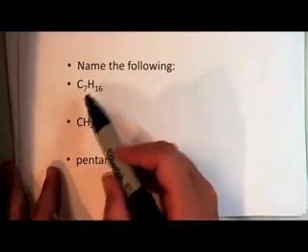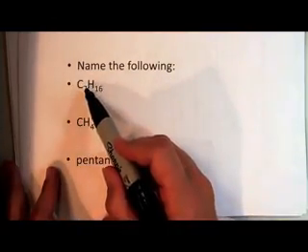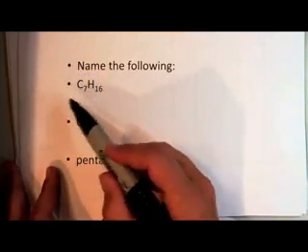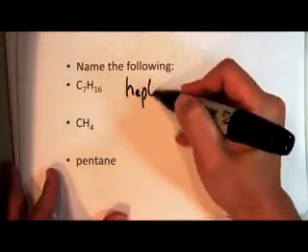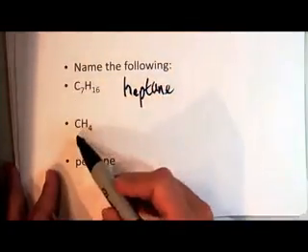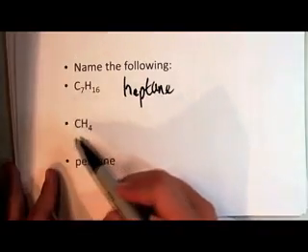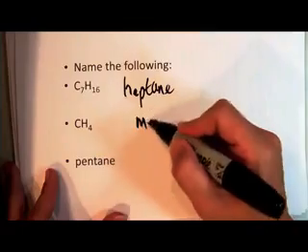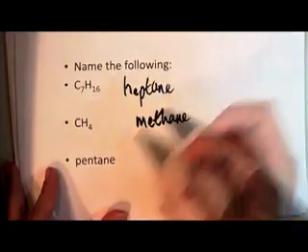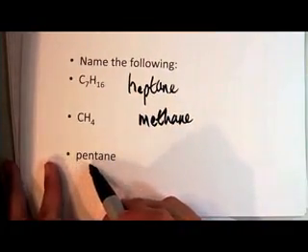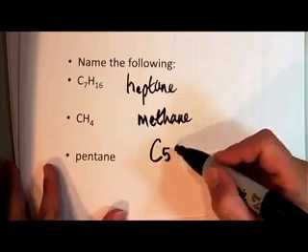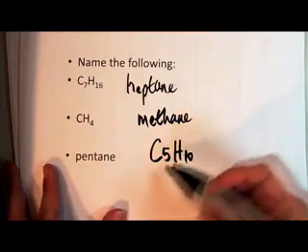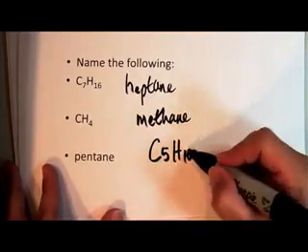You can see there's 7 carbons in this particular hydrocarbon. Based on the fact that there's 7, you've memorized that that name is heptane. There's 1 carbon. It's saturated with hydrogens. You've memorized that's methane. And then looking at this one, pent means 5. That's telling you there's 5 carbons. So the formula there is C5H12.